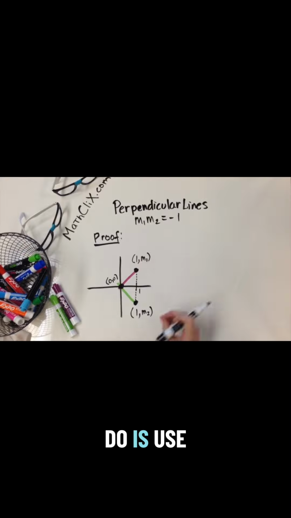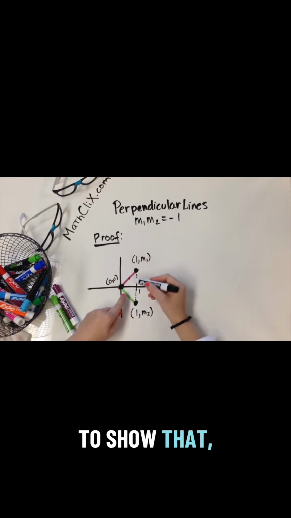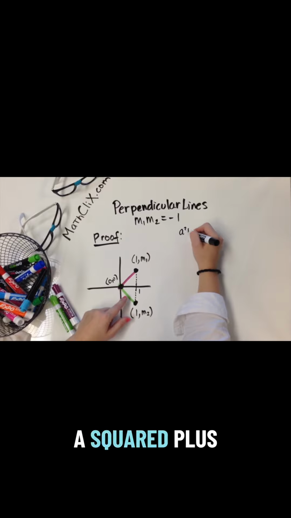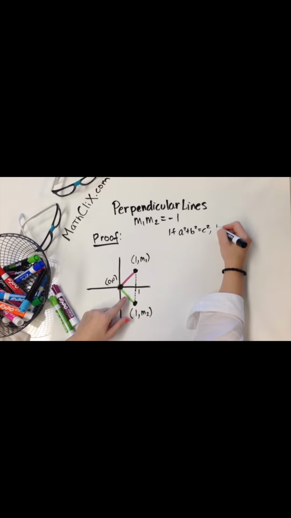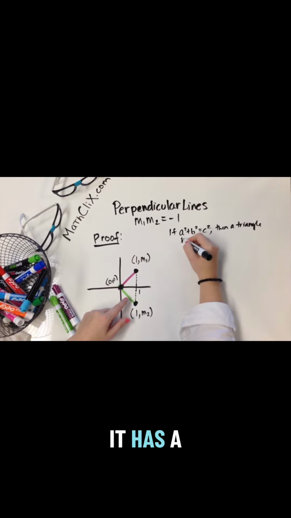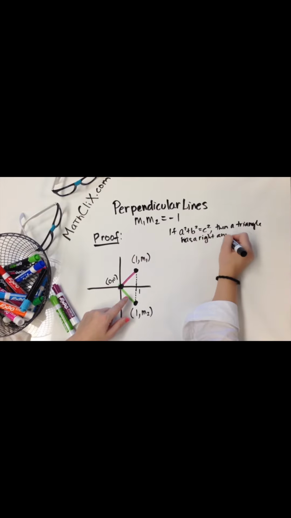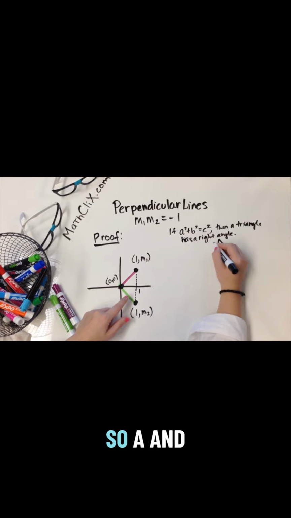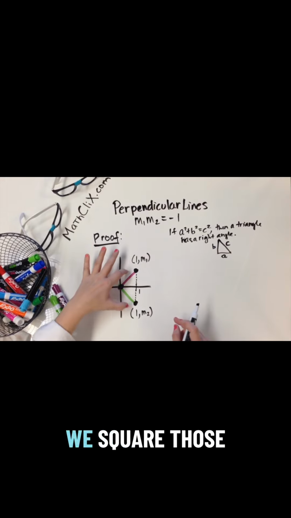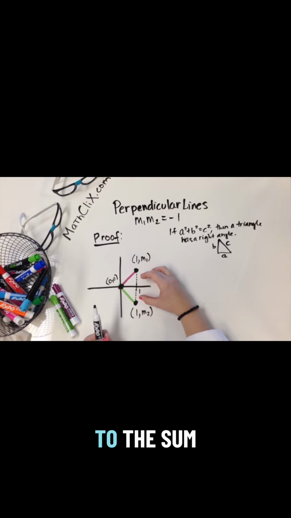So what we're going to do is use the converse of the Pythagorean theorem to show that it holds true, and if it holds true, then this must be a right angle. That says that if a squared plus b squared equals c squared, then the triangle has a right angle. So a and b would be the legs, and c would be the hypotenuse. So this would be our a and our b, and we're going to show that when we square those lengths, the sum is equal to this one squared.